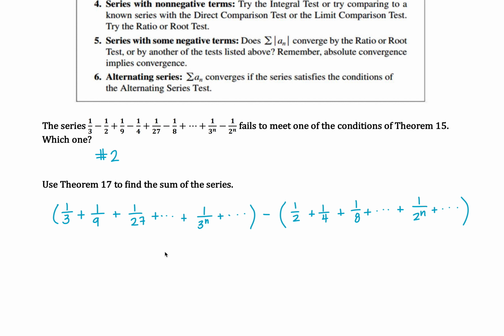So what I've got for the first one is the geometric series from n equals 0 to infinity. And this would be 1/3 times 1/3 to the n. So that first 1/3 is the a value. The second 1/3 is the r value. Since 1/3 is less than 1, we know that this converges, and we also know the sum.